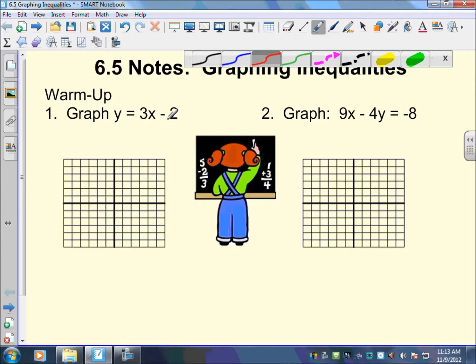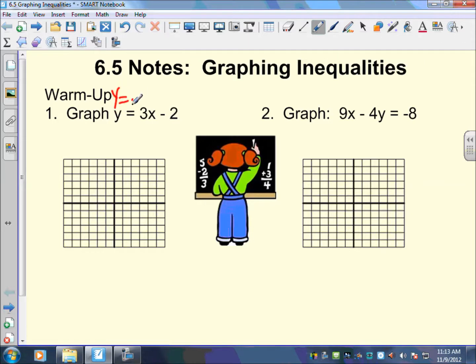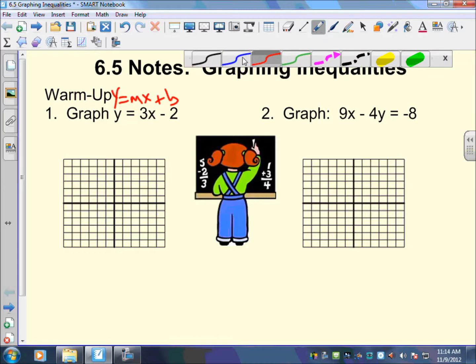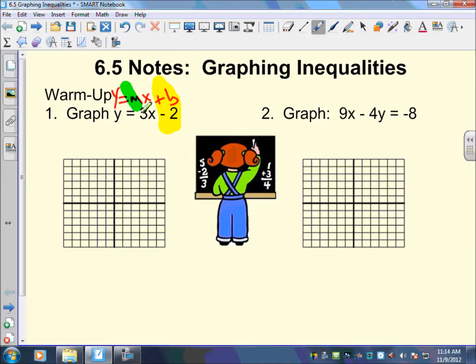So, the first thing I do, y equals mx plus b. Is it in y equals mx plus b format? Yes, it is. The y is isolated. Is number 2 in y equals mx plus b format? No, because the y is not isolated. So, when we get to 2, we'll put it in mx plus b format. Because this is in mx plus b format, the number by itself is your y-intercept. The number next to your x is your slope. We can go ahead and graph this.